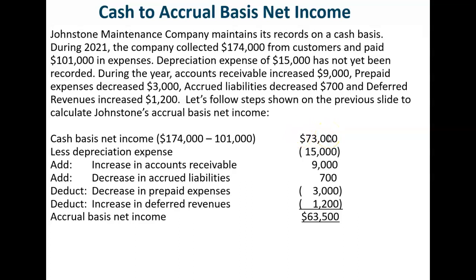So the accrual basis net income then is $63,500 after applying our 4 steps. $73,000 of cash basis net income minus depreciation expense, plus the increase in accounts receivable, plus the decrease in accrued liabilities, minus the decrease in prepaid expenses, minus the increase in deferred revenues, equals $63,500.